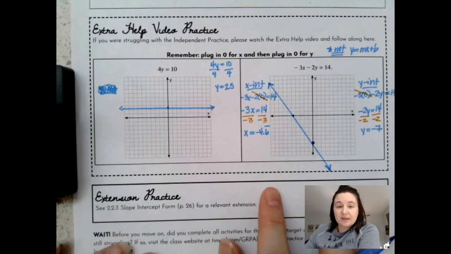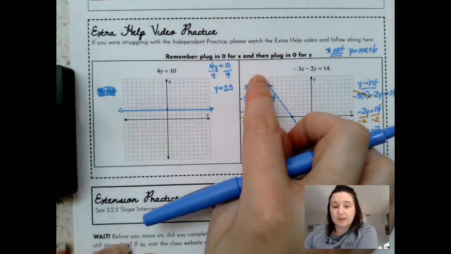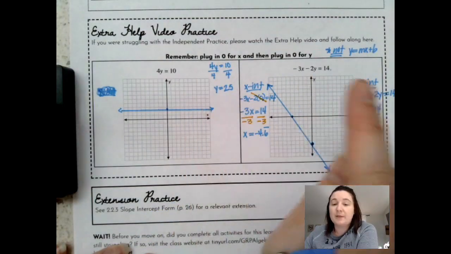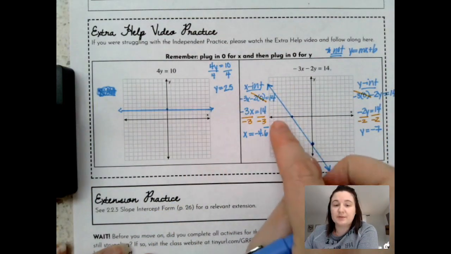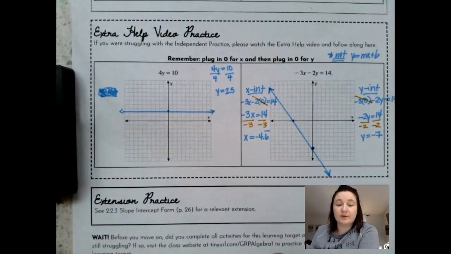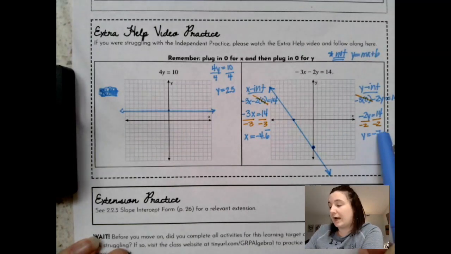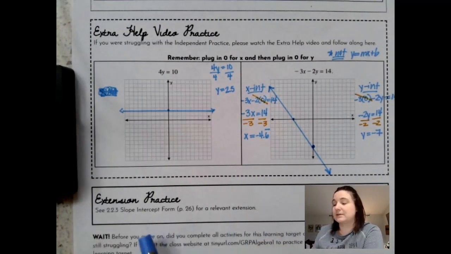So with this method, it doesn't really matter which order you do this in, but you basically just have to plug in 0 for x and then 0 for y and plot those on the graph. Make sure you're very careful with negatives and you're very careful with putting the dot in the correct spot. So either on the y-axis for the y and the x-axis for the x.